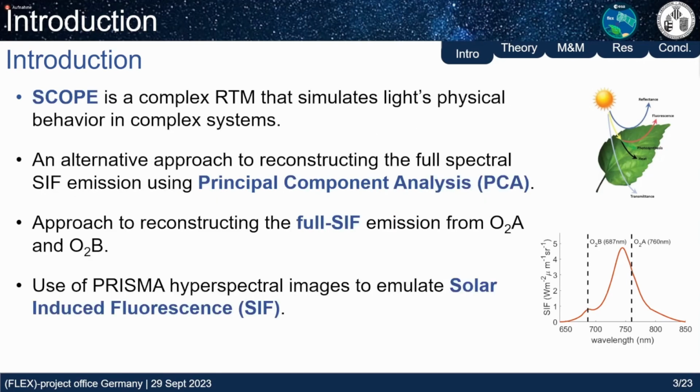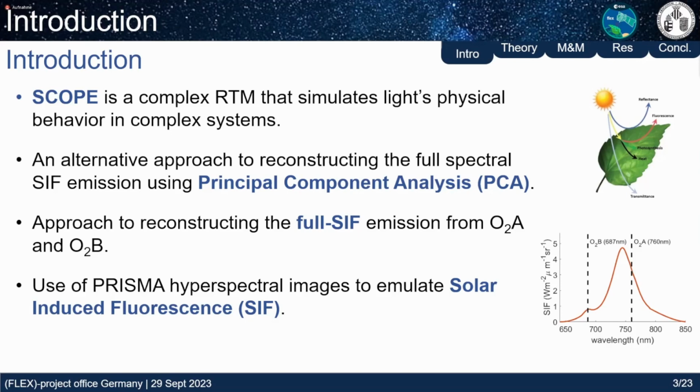Also, a radiative transfer model is a computational tool used to simulate the behavior of light in complex systems, such as the Earth's atmosphere or the vegetation. In particular, SCOPE is a widely used RTM for simulating the radiative transfer in vegetation canopies. In our study, we will use this RTM because we are focusing on sun-induced fluorescence spectra.